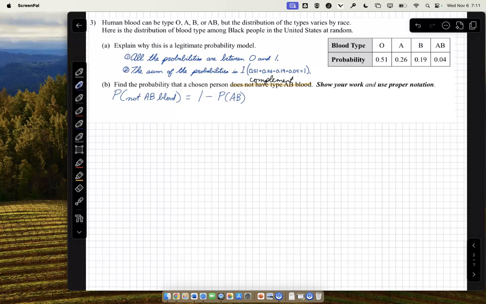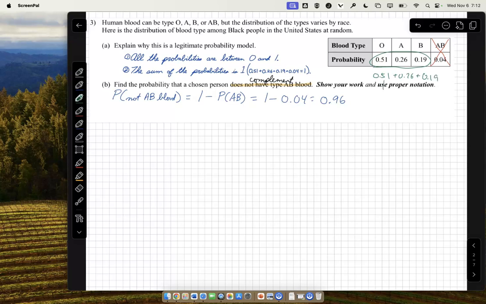So what we're going to do is 1 minus the probability of AB, 1 minus 0.04, and I get 0.96. So that's the probability of someone not having AB blood. Another way of doing it, this was using the complement, which was the purpose of this problem. But if I want not AB blood, I don't want this one, I could just add these numbers together: 0.51 plus 0.26 plus 0.19.